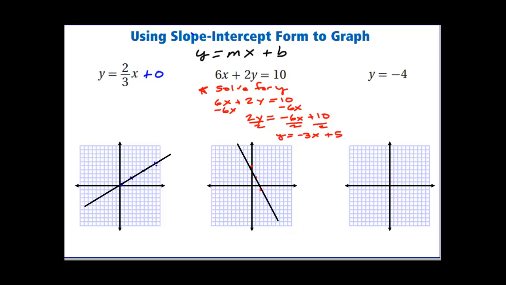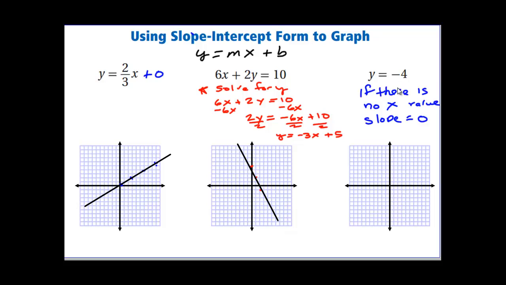The last example we have, y = -4. So in this case, we don't have an x value. If we don't have an x value, that means that we have a 0 slope. There is no x value, the slope is 0. Slope equals 0.